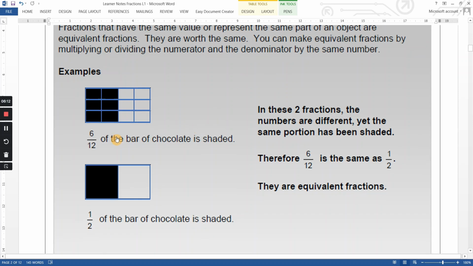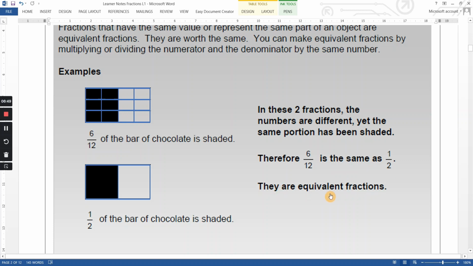So for example, here we have 6 out of 12. So you've got 12 sections in total. 6 of these are shaded in. So 6/12 of the bar of chocolate is shaded. And in this example, below, we've got half the bar of chocolate which is shaded. But you can see that it's the same for both of these. So 6/12 is the same as a half. You can see the same amount is shaded in both. So in these two fractions, the numbers are different, yet the same portion has been shaded. Therefore, 6 out of 12 is the same as a half.